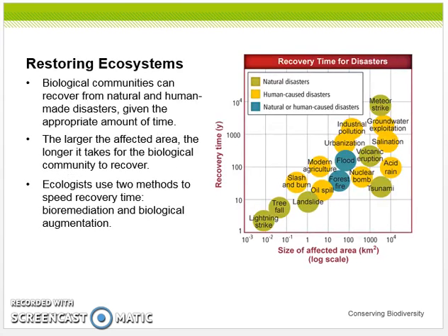Biological communities can recover from natural and human-made disasters given the appropriate amount of time. Time heals all things, right? The larger the affected area, the longer it takes for the biological community to recover. Ecologists use two methods to speed recovery time: bioremediation and biological augmentation.